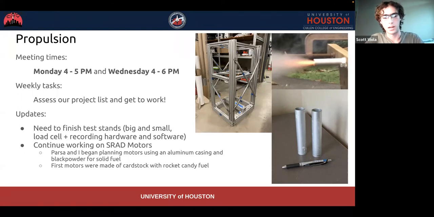And then he and I are also going to keep on working on the S-Ride motors. So we're going to try to look at using aluminum casings, like the ones on the bottom right corner there. I brought these from Panama because I didn't use them. And also using black powder rather than rocket candy because it has a little bit more kick to it.